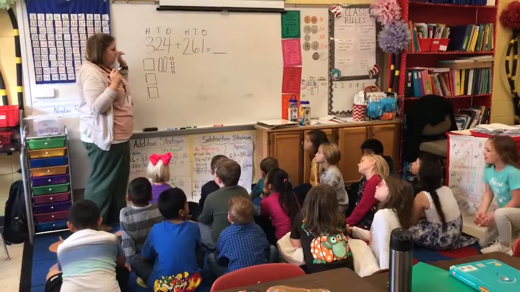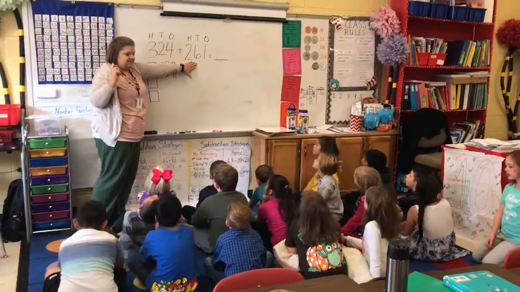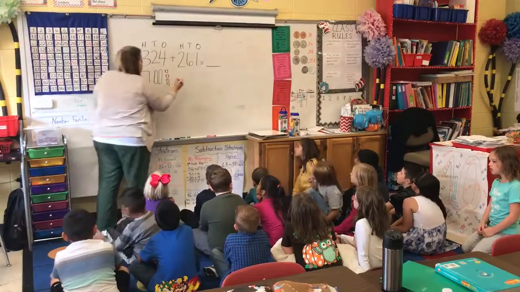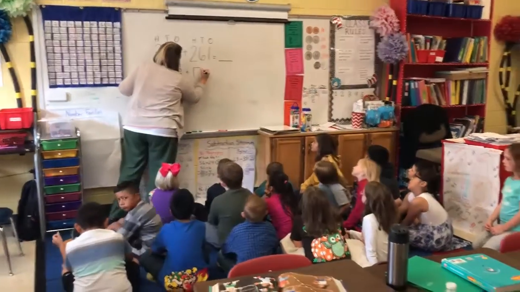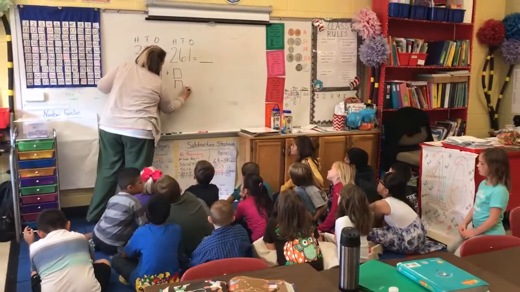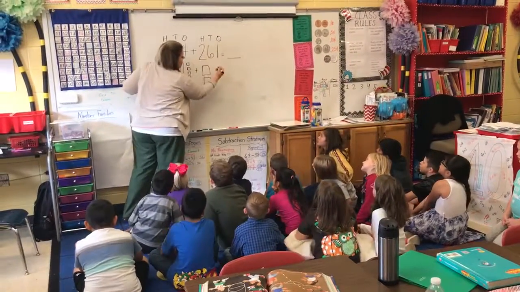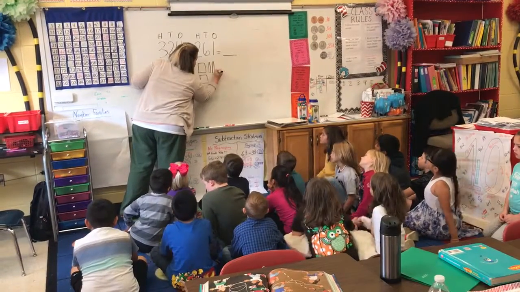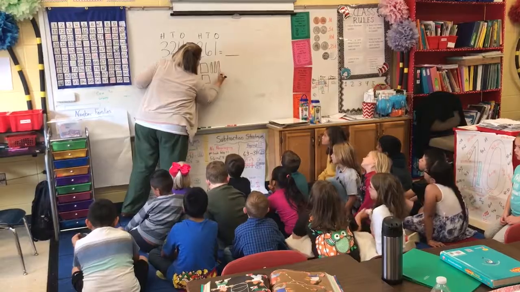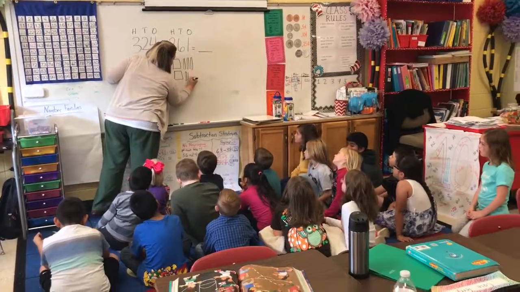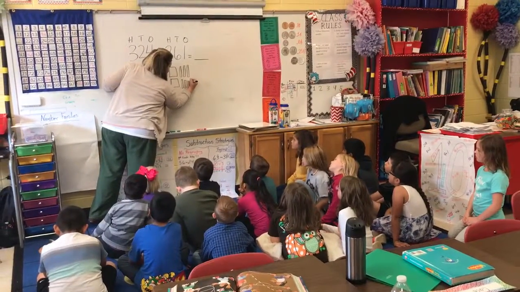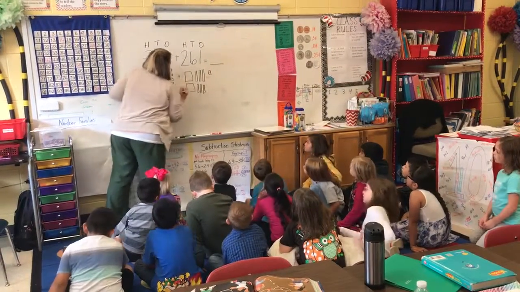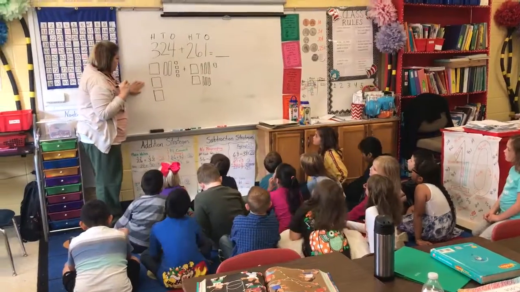Alright. What about 261? 200. So we're going to have 200s. How many tens? 6. Good. And how many baby ones? 1 baby one. Okay. So what should we do next?